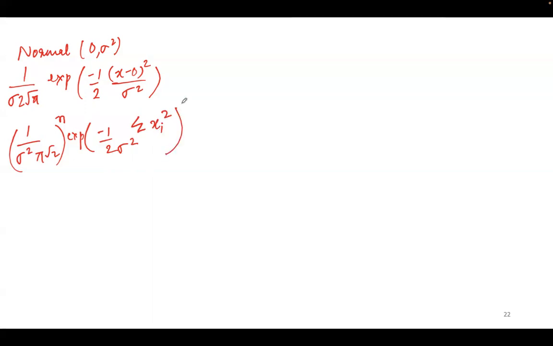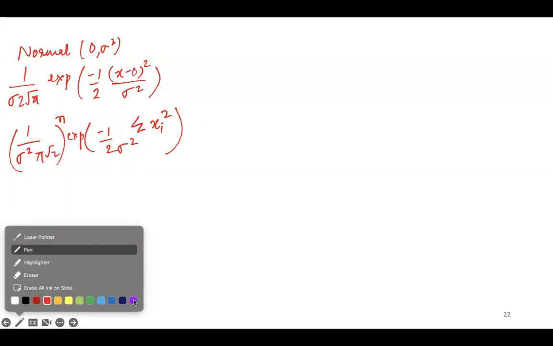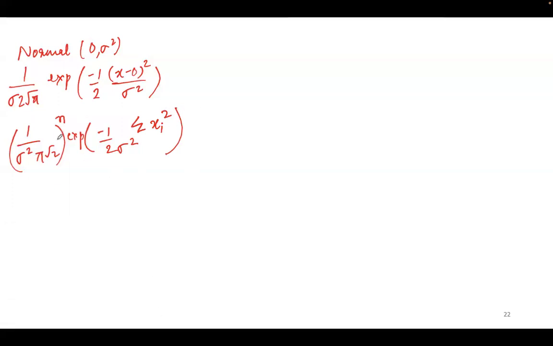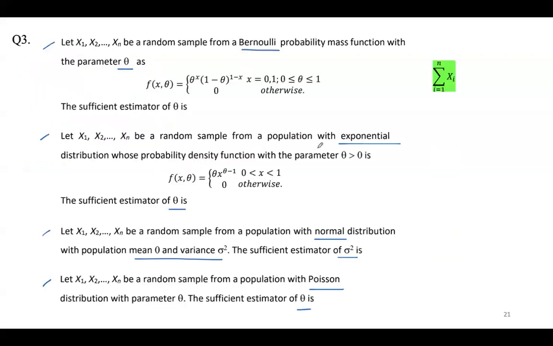Now if you remember from the factorization theorem, there's this term here which has your parameter, and it has some form of x also, right? So whatever that form of x is, that is going to be the sufficient estimator of your parameter. Okay, so you can see here, this is the answer, right? This one.